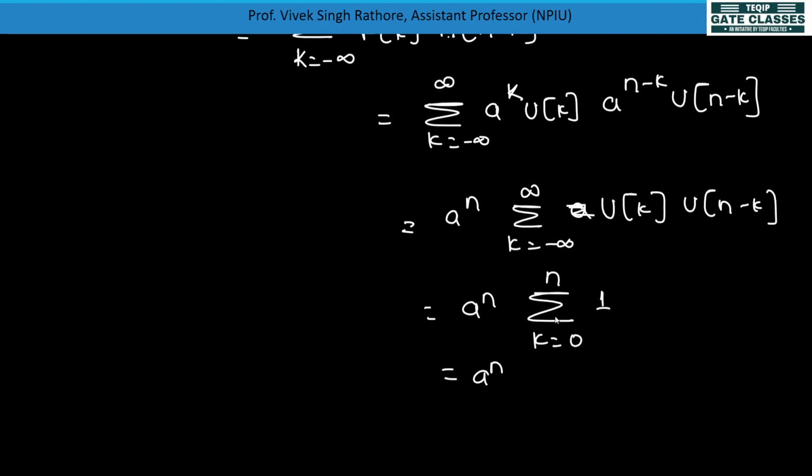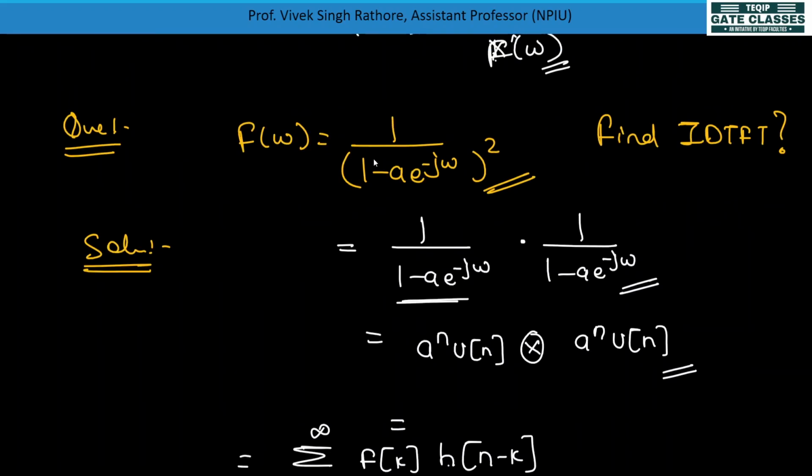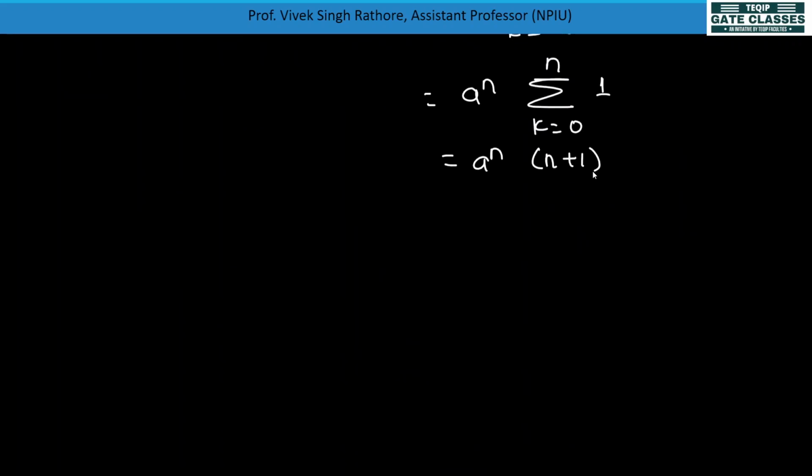So till n values you have to add, so you'll get n plus 1 values. Okay, so see, the final answer will be what you were expecting. You are expecting F of omega is given, and you need to find the IDTFT value, meaning in the time domain you need to find the value. You have found the value in the time domain, and see, this is your answer.